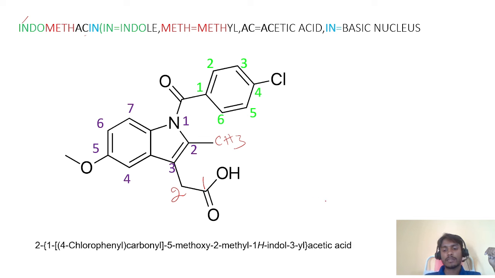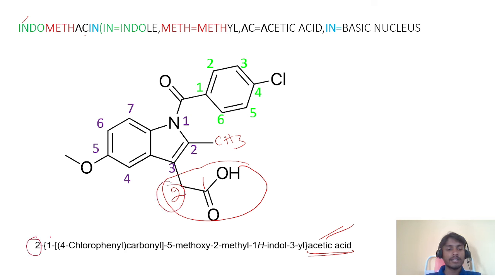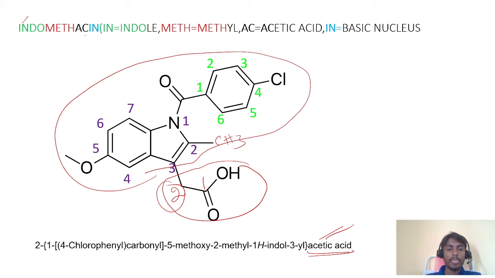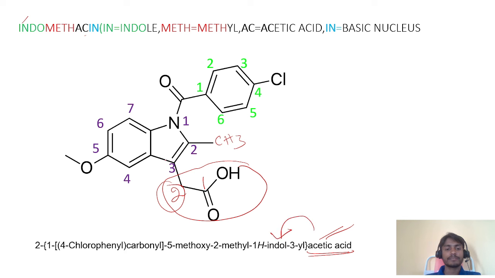Next comes to the IUPAC nomenclature. Acetic acid is there. On this acetic acid, second position of acetic acid, this entire substituent is there. Now what is there? To this acetic acid, an indole group is attached, correct? Indole group at third position, hence we are writing as 3-yl, 1H-indol-3-yl. Next, 2-methyl. Second position it is containing a methyl group, fifth position it is containing a methoxy group.